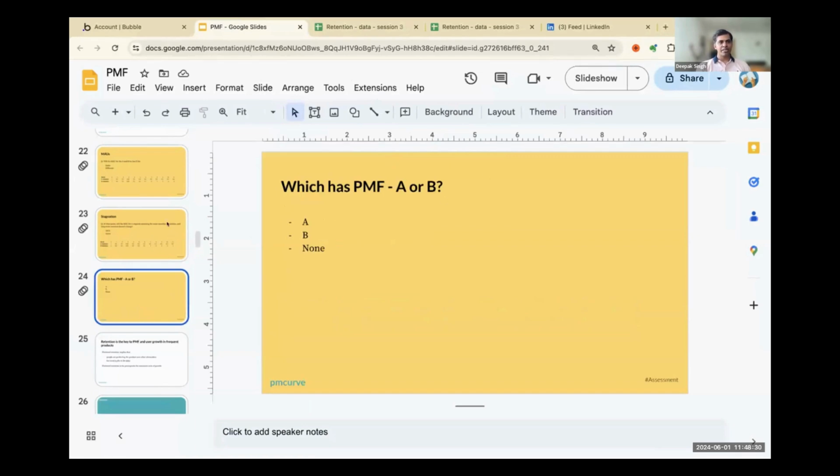The first question is, what is the typical industry benchmark number for good retention for PMF? That's an interesting question. What if I told you there is no benchmark for PMF retention? Because PMF is all about finding a segment of users who keep using your product over alternatives. So it could be 5%, it could be 10%, it could be 15%, and you'll still have PMF.